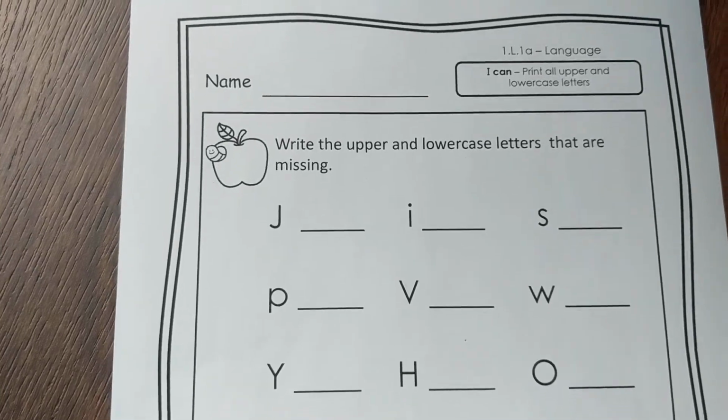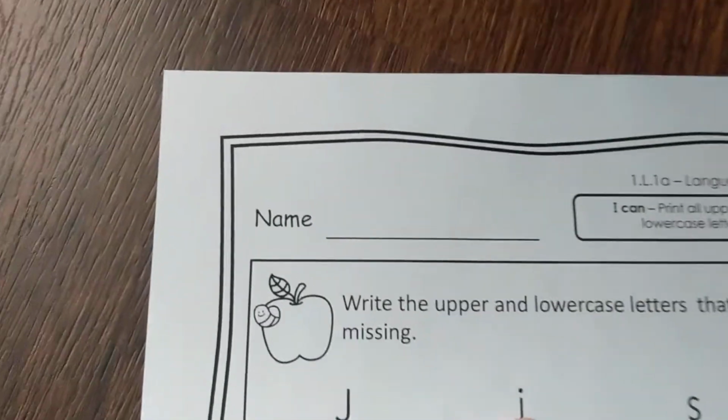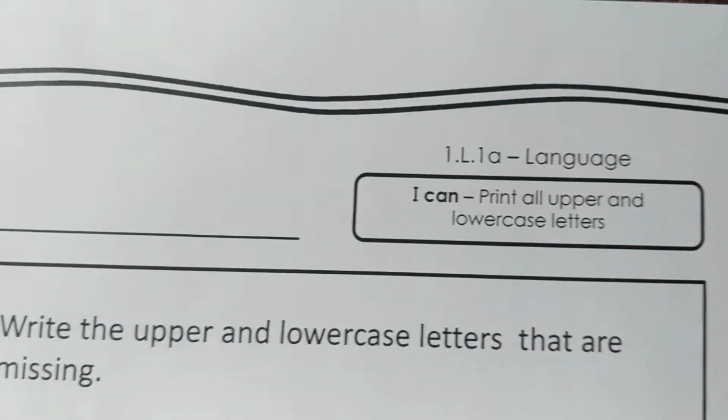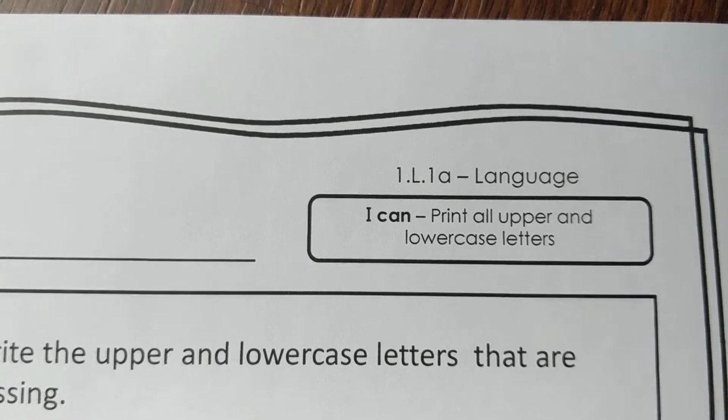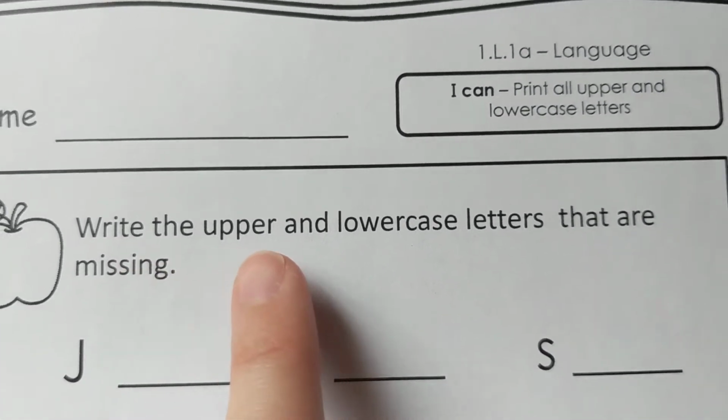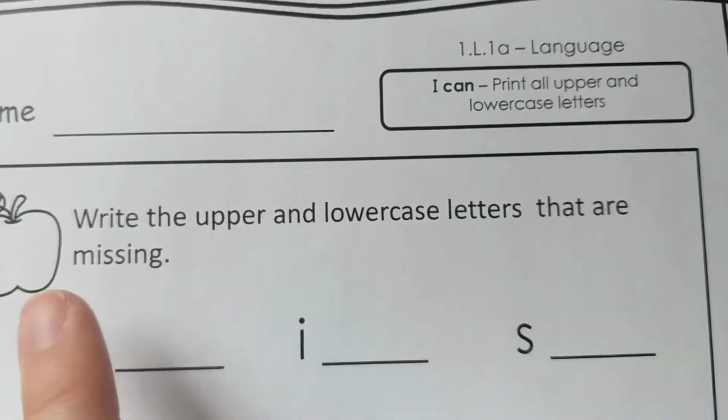This is your A+ paper for week number 1. Go ahead and write your name at the top, nice and neatly so I can read it. And today we're going to be printing all upper and lowercase letters. Here are the directions. Write the upper and lowercase letters that are missing.